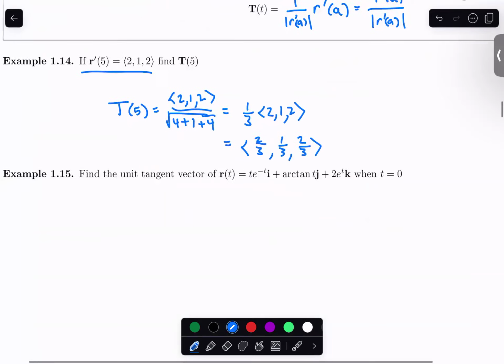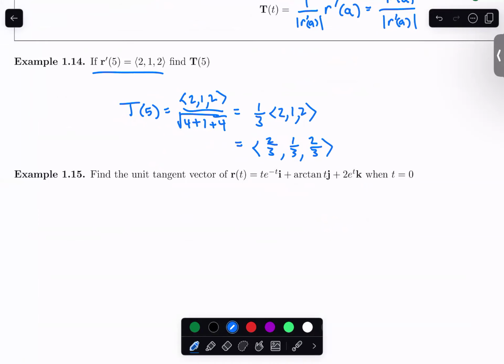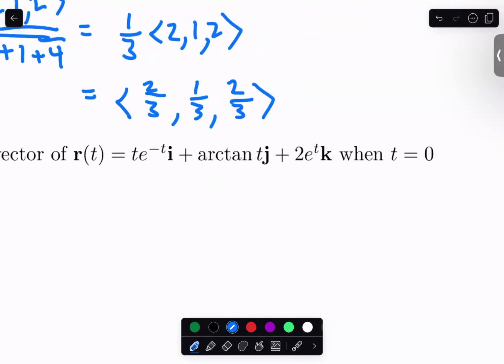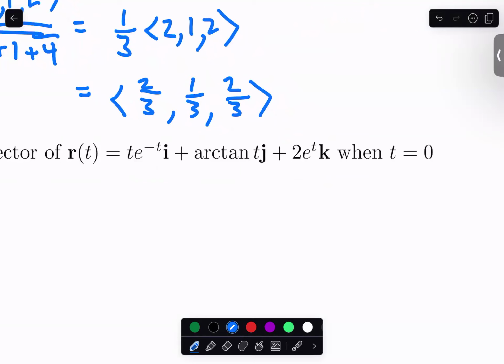All right, like I promised, that was the easier one. Here's a more complicated one. Instead of r prime, I'm giving you r, and I would like you to find the unit tangent vector when t equals 0. So please take 90 seconds or so, get a head start, and get as far as you can on this one. You can see I'm testing your derivative skills a little bit more too.